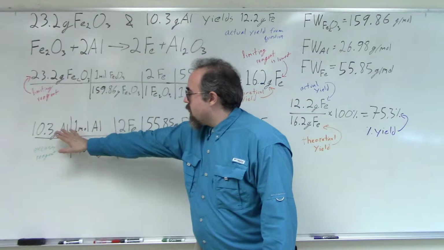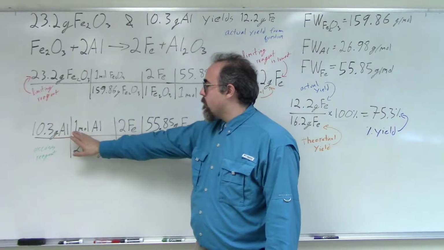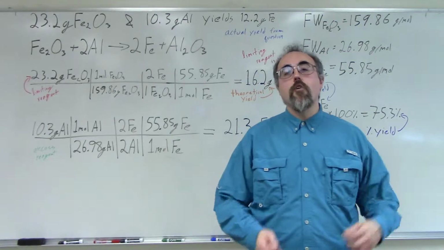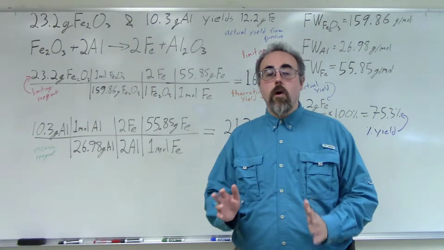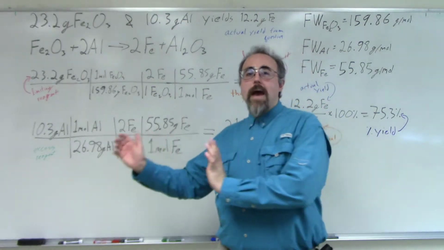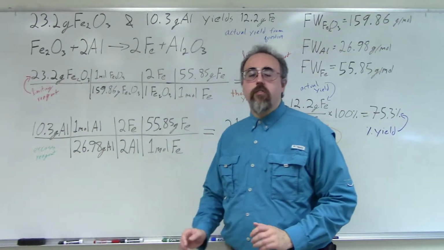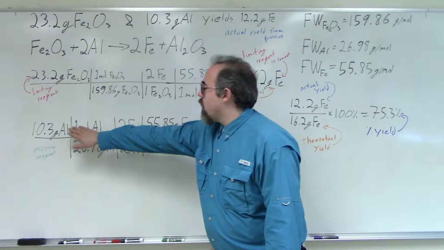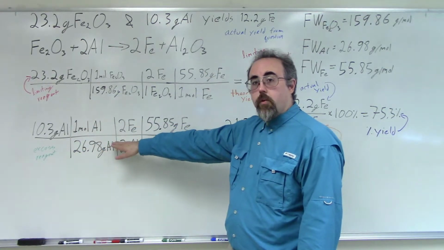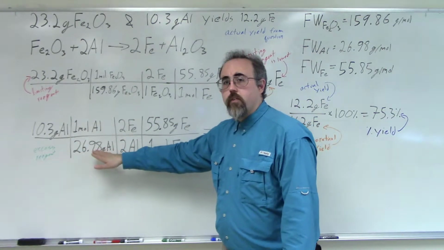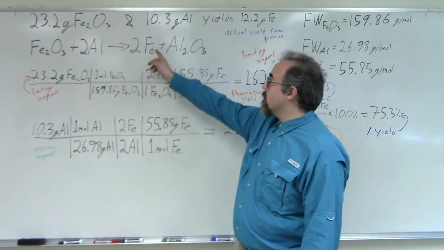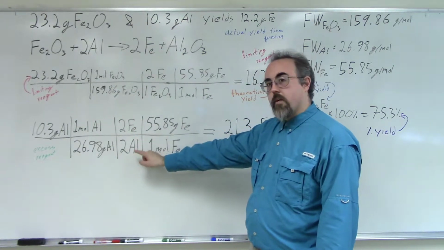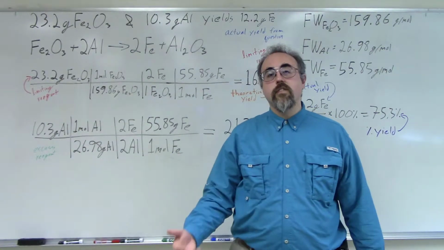I've got my aluminum. I convert the aluminum from grams to moles. As chemists, we always work in moles. So we're going to go from whatever we have to moles, and then back to whatever we want it to be. So moles are usually in the middle. Okay, so I'm going to go from grams of aluminum to moles of aluminum, and then from moles of aluminum, I'm going to convert that using my coefficients, the 2 in front of the iron and the 2 in front of the aluminum, to moles of iron.